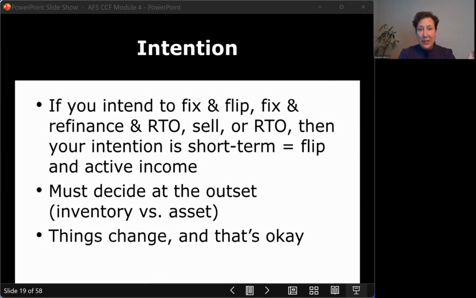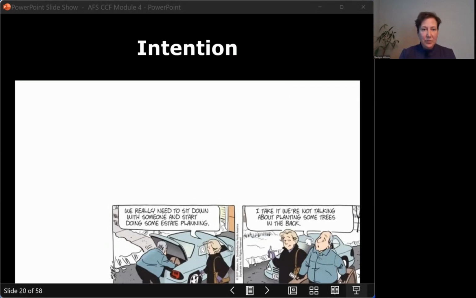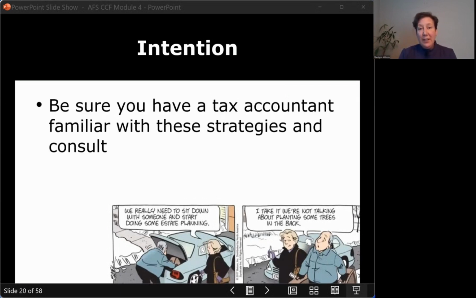Now, things can change, and that's okay. The CRA or IRS, or whatever your tax bureau is, they do understand that sometimes you intend for one thing to happen and it turns out something else happens. So you may have inadvertently misclassified it, but it's the intention that matters. So as long as you're staying true to your intentions and then they changed, that's okay. And be sure you have a tax accountant familiar with these strategies and consult with them.